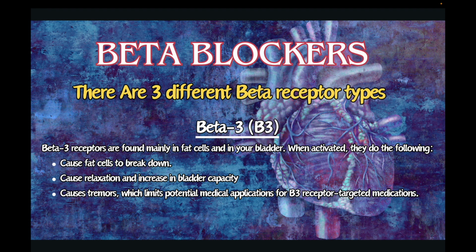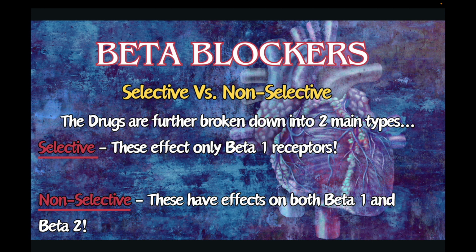And then beta 3 is kind of the stepchild. Nobody is really going to be too concerned about beta 3, but I want you to know it's there. These are found mainly in fat cells and in your bladder. So these cause fat cells to break down. They cause relaxation and increase in the bladder capacity, and then can cause tremors, which limits potential for medical applications for B3 targeted medications.